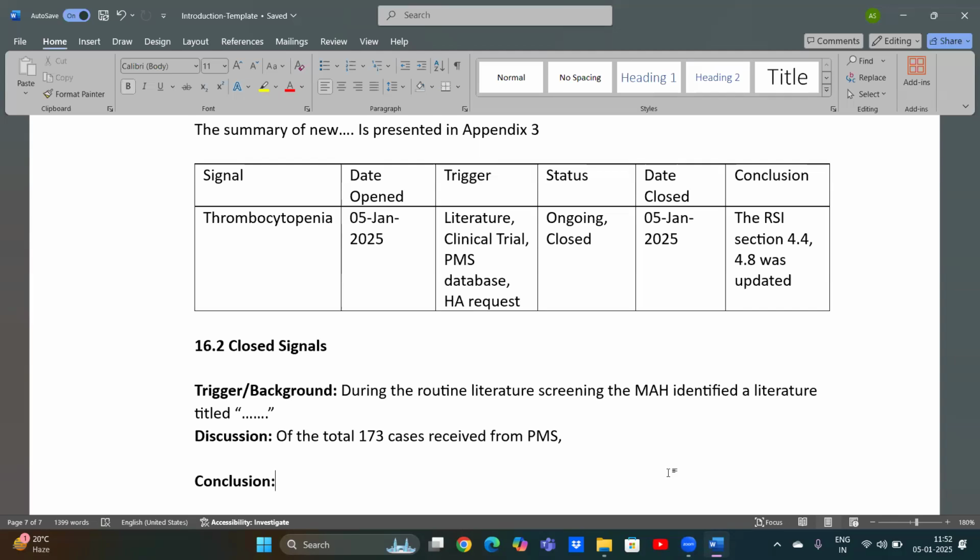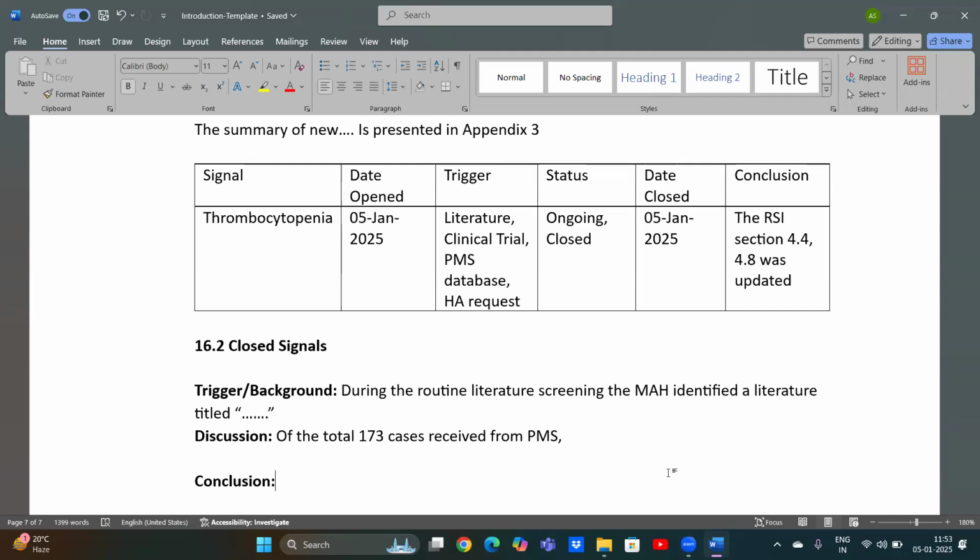Yeah. So even a single case of SJS will trigger a signal. Suppose you got those SJS cases in your PMS database, that is Arga. Then your trigger will be that during the routine PV monitoring, a case of SJS was identified in the global safety database.